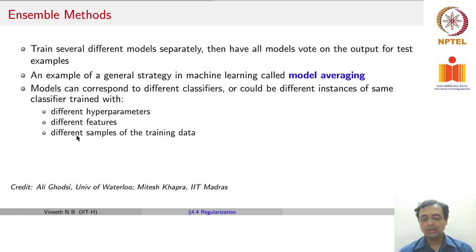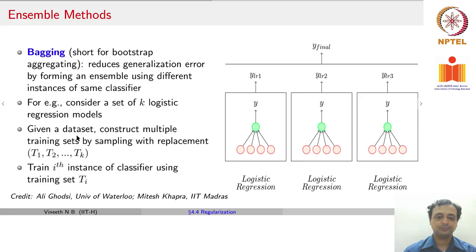So if you had 10,000 data points in your training data, you can take 1,000 of them and then train one model, take another 1,000, train another model. We will see that in a slide from now. So here is that example. Bagging, which stands for bootstrap aggregating, is an ensemble method in traditional machine learning which does ensembling using the training data set. How does it do this? If you had, say, k logistic regression models or any machine learning models for that matter, we're just taking an example of logistic regression here.